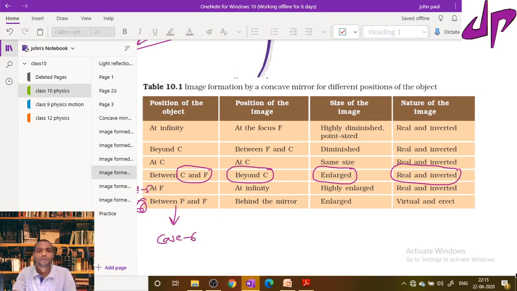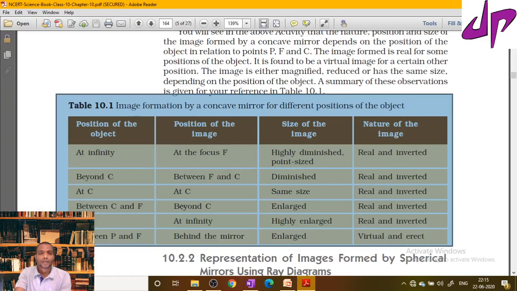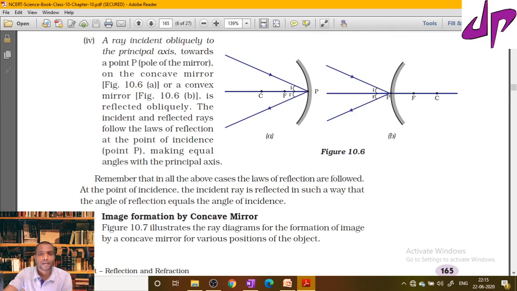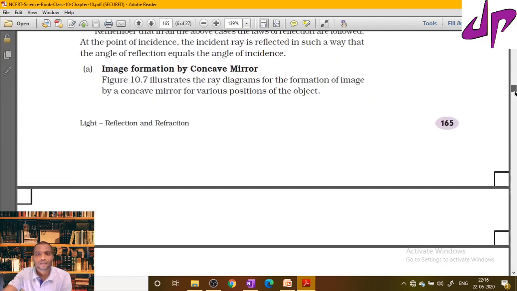Case 6. If the object is between pole and focus, the position of the image is beyond the mirror, the size of the image is enlarged, bigger, and it is virtual and erect. So in all the above cases the image is real and inverted, but in this case the image is virtual and erect. So these are the corresponding diagrams given in the NCERT, image formation by a concave mirror. So these six diagrams.